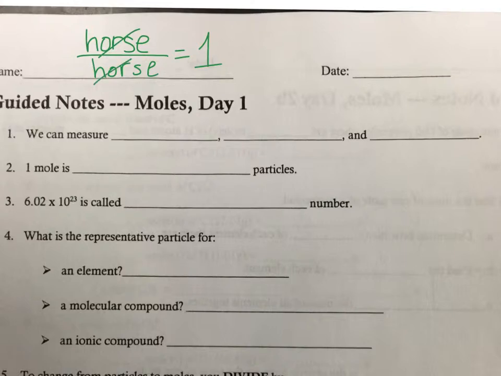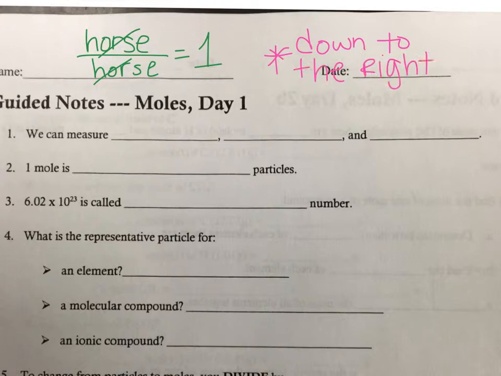I'm also going to put up at the top that thing that I said. What is one thing that you guys have to always do? Down to the right. I'm going to write that up here, because if you can do that, you will never mess up, unless you just put the numbers in wrong because you're not thinking. So words always go down to the right.